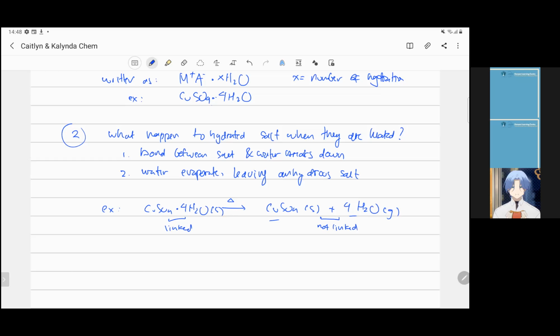And also check the sign for the water. The (g) sign here means they become gaseous. They evaporate, become a gas. While previously, the water is a solid part of the crystal.